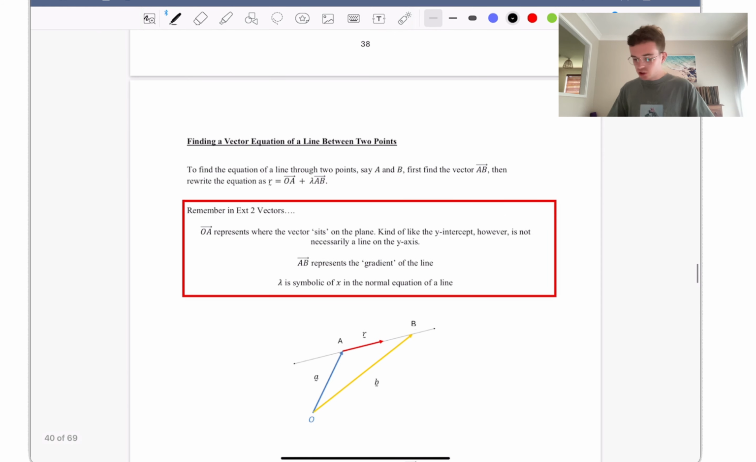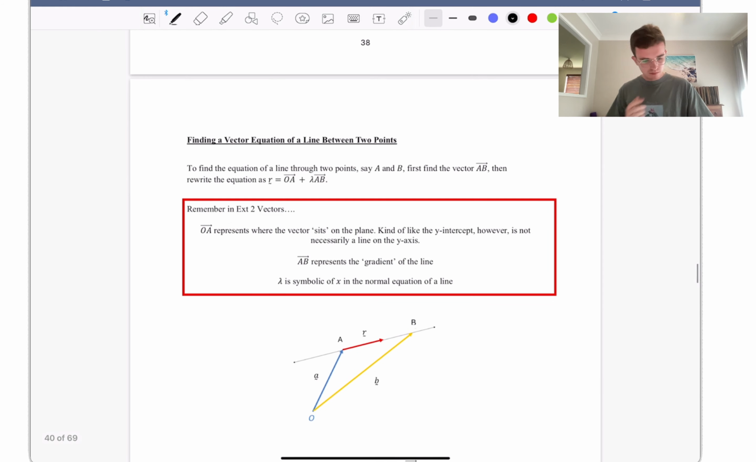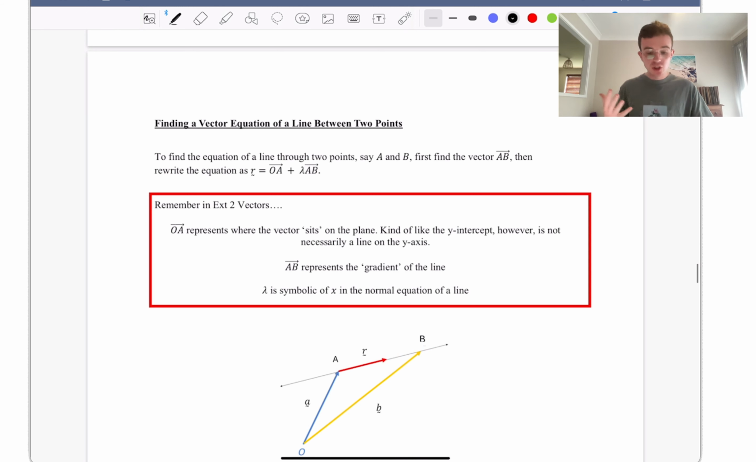Finding a vector equation of a line between 2 points. So to find the equation of a line between 2 points, say A and B, we first of all need to find vector AB and then write the equation as OA plus lambda AB. So lambda AB is the vector between the 2 points, and OA is the starting point of the line. So it starts at A and then goes off along AB.